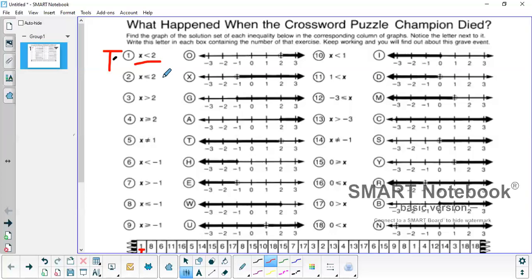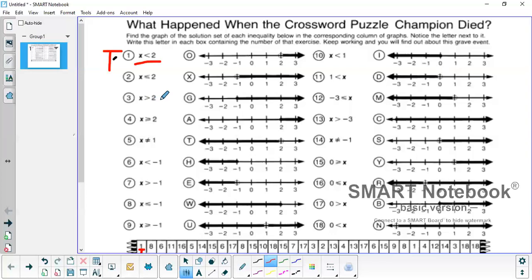Now let's have number 3. Look at number 3. Where should the point be? At 2. Should it be open or closed? Open, because you don't have the equal sign, and that's right. Now it says greater than. If the symbol doesn't look like letter L, it's greater than, okay? So greater than 2, is it going to the left or to the right? Where should the arrow be going? To the right, and that's correct.